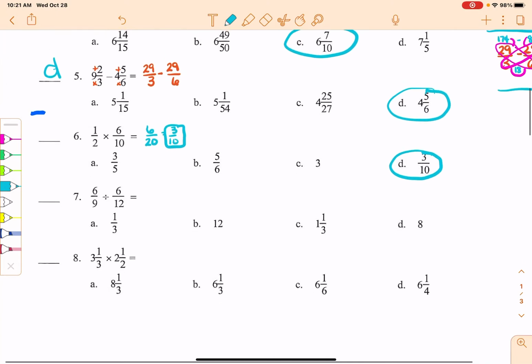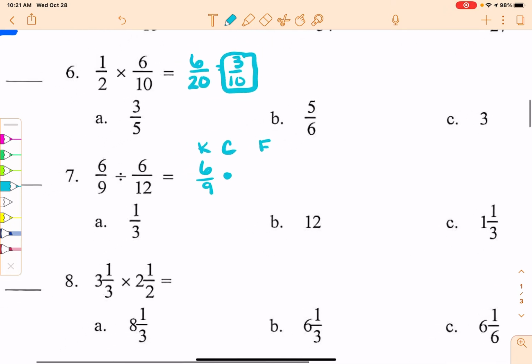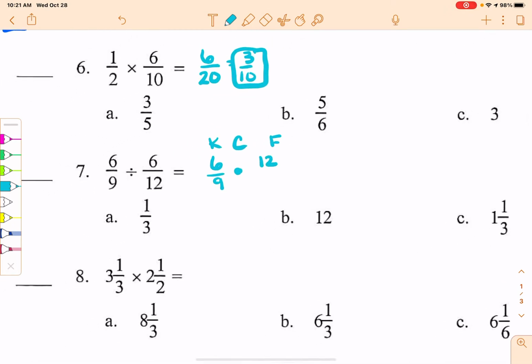So now I'm going to go and work on this next one, which is all about dividing. So remember, it has to start out as a fraction, which this does. So once you have that, it's going to be keep, change, and flip. So we keep the first number. Division changes to multiplication. Then I'm going to flip the second one. Now we can just multiply across.